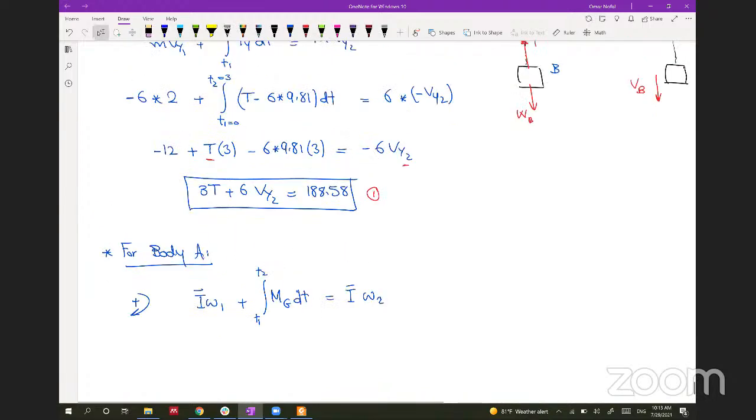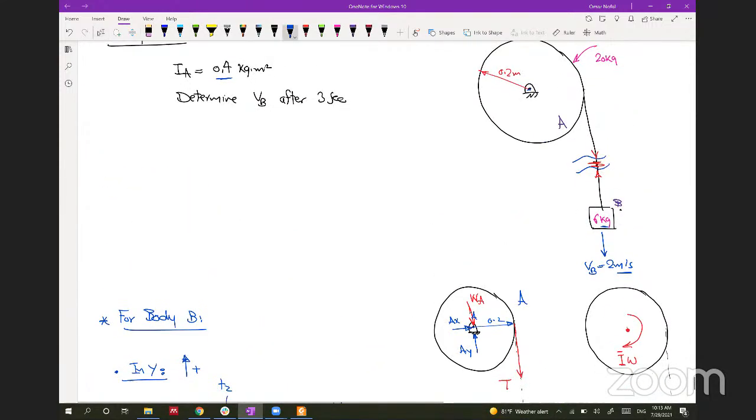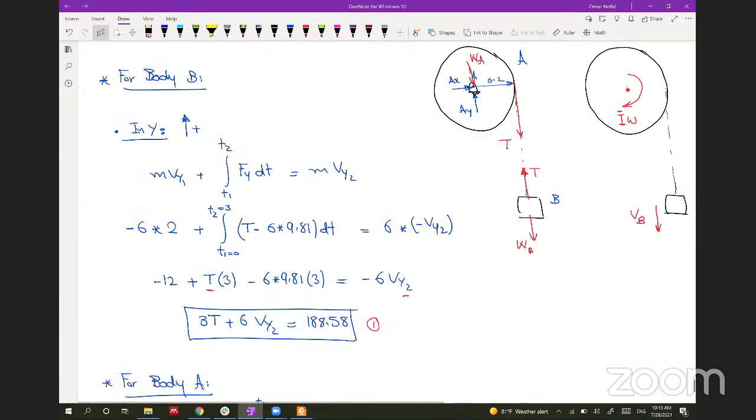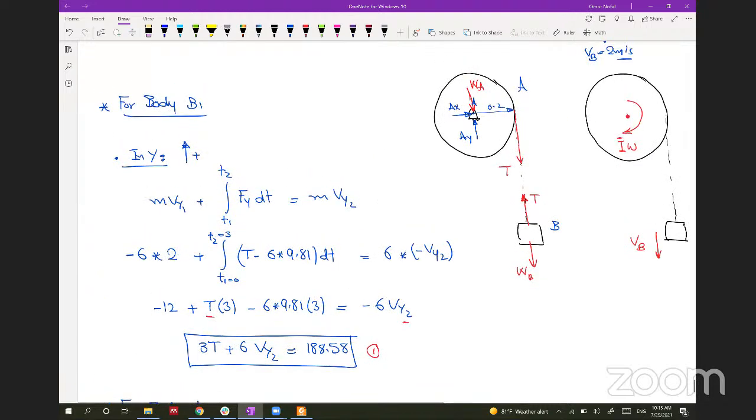If we take the moment about the CG, the reactions will be canceled and also the weight, which leaves us with the T, and the arm of this T is 0.2, which is the radius of the circle that is given here. So this will be equal to 0.2 T. And it's starting from rest, so this will be equal to 0. Oh, it's not rest, sorry. The VB initial is 2 meters per second.